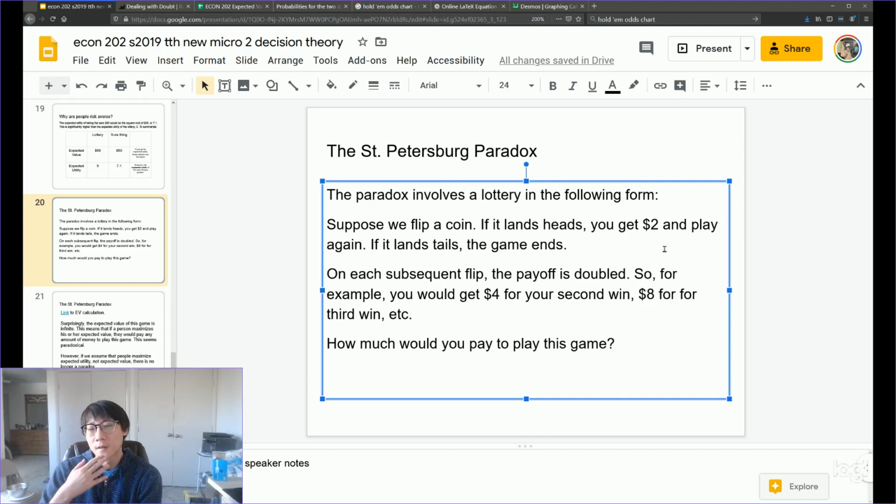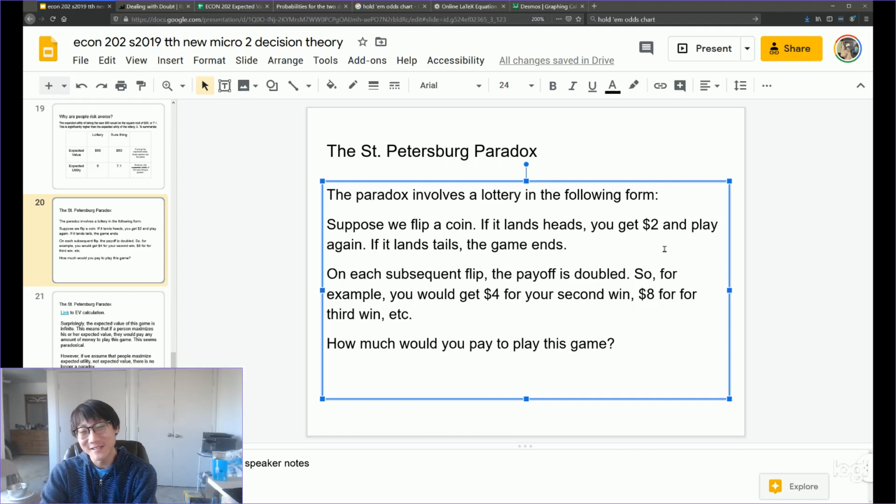Okay? So here's my question for you. How much would you be willing to pay to play this game? Would you be willing to pay $10? Would you be willing to pay $20? Well, if you're following the rule of maximizing expected value, you would actually be willing to pay any amount of money to play this game.